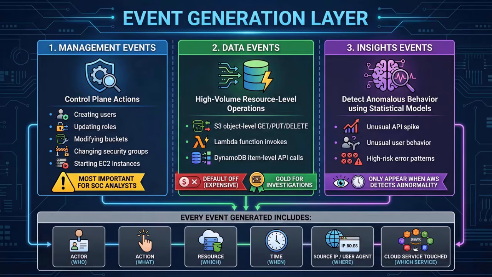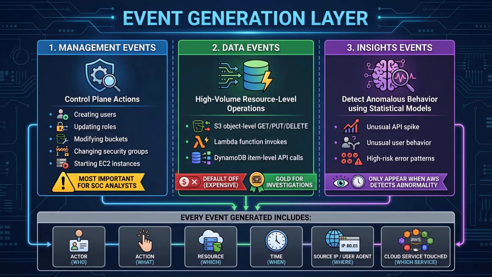The next type of events AWS generates in the event generation layer is the data events. These log high volume resource level operations. For example, S3 object create or delete, and also Lambda function invokes and DynamoDB item level API calls. By default, they are off, because they are actually expensive. But for investigations, you might want to consider turning them on because they are gold in investigations.